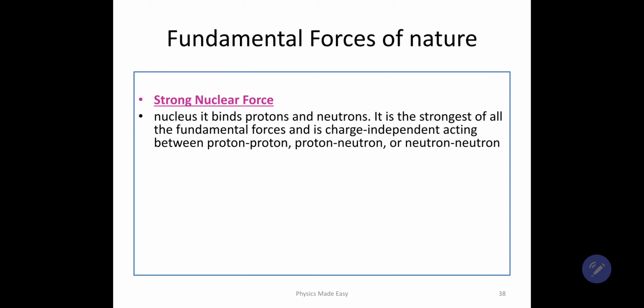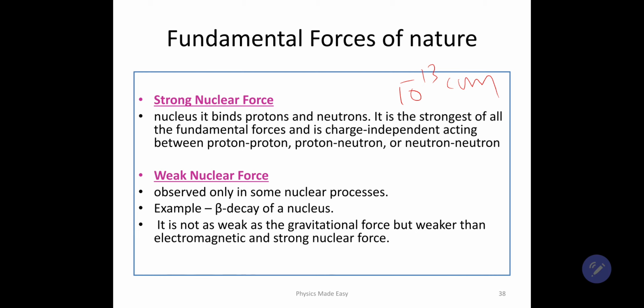It is very short range because it acts only over a small range, almost 10 raised to minus 13 centimeter, and is responsible for holding nuclei of atoms together. Weak nuclear force. It is mainly observed in some nuclear processes like beta decay, neutrino interactions and all. It's not as weak as gravitational force but weaker than electromagnetic and strong nuclear force.